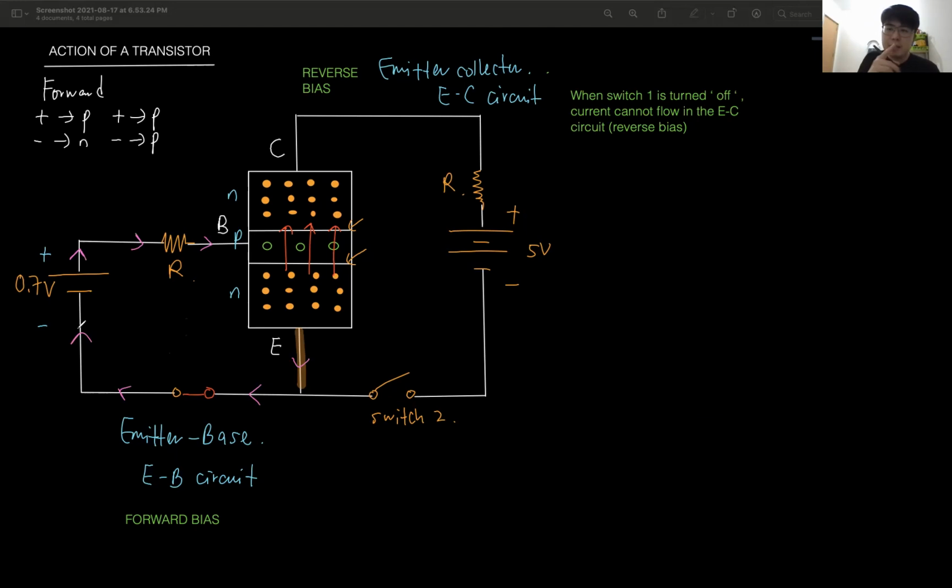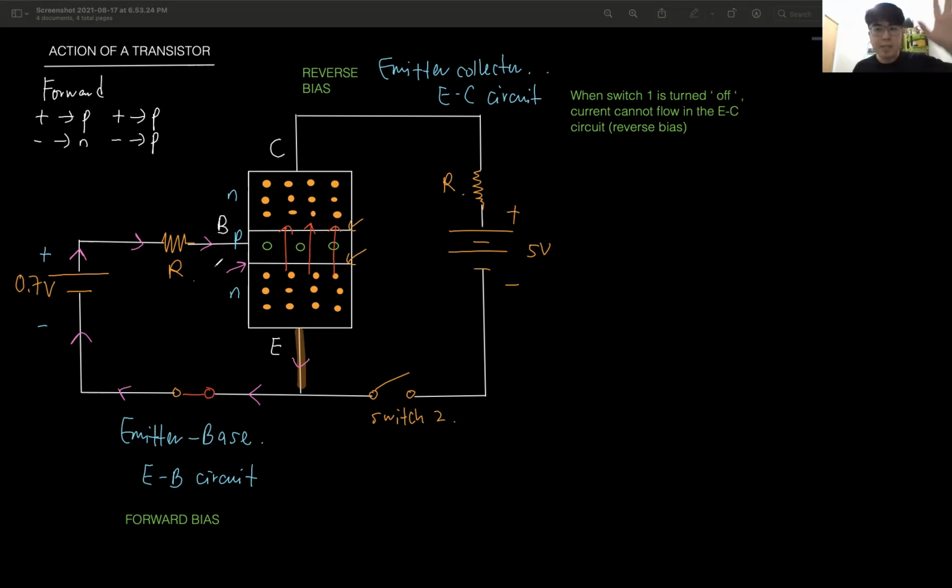Because the base circuit is forward bias, what happens when you turn on the current? Forward bias, current can flow, yes. And not only can current flow, this junction voltage, this depletion layer, will disappear. Because when you turn on current in a forward bias, all the electrons will jump and fill in the holes, and then it will destroy the depletion layer. The depletion layer will be demolished.